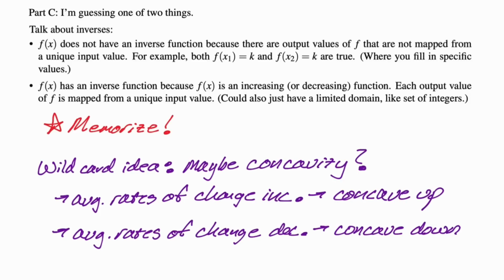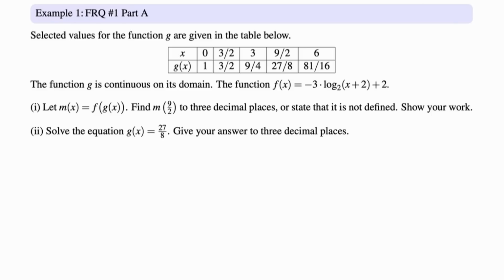All right, let's do a little bit of practice here on this one. So this is FRQ number 1, part A. Selected values of the function g are given in the table below. The function g is continuous on its domain. The function f of x equals -3 log base 2 of (x + 2) + 2. Too many 2's there. All right, so when I wrote these problems, it turns out I wasn't as creative as I was hoping to be, but that's probably okay.